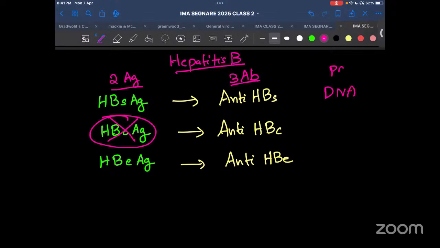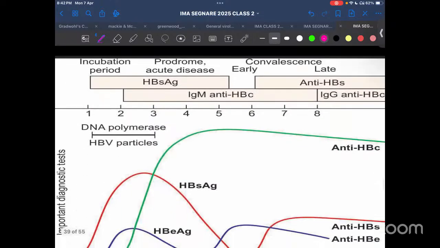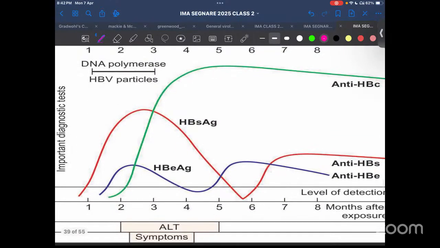DNA, we can do DNA PCR and find the hepatitis B DNA. So these are the markers: two antigens, three antibodies, and PCR for detecting the DNA. Okay, so now we are coming to our dreaded graph here. I have feared this graph since my UG time.